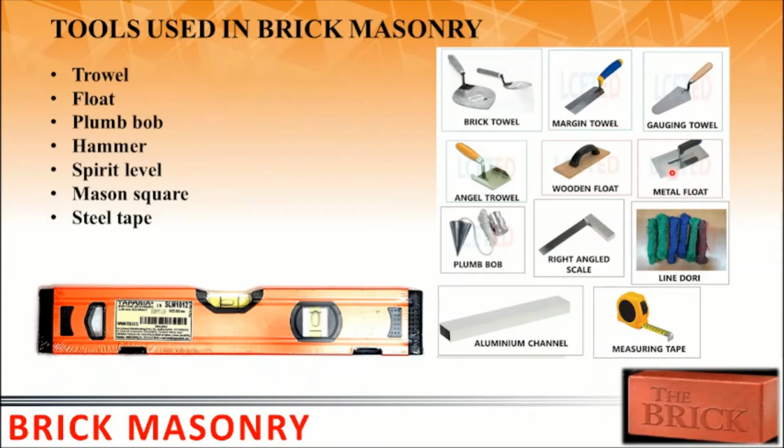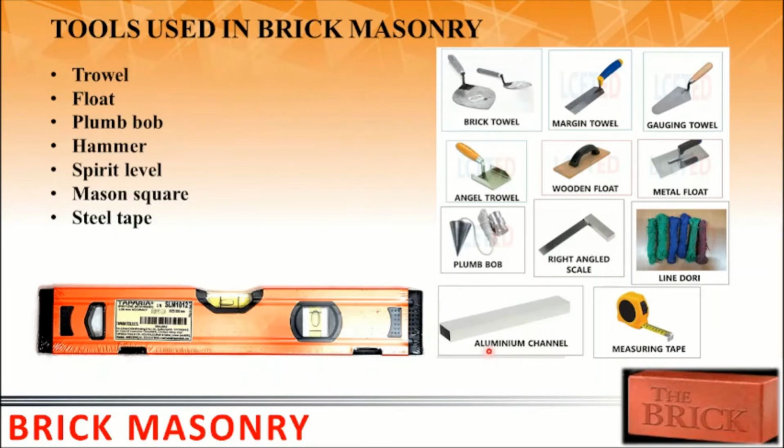Now we have plumb bob. This is used to check the verticality of the brickwork. Now this is right angle scale. This is also called as gunia in local language. This is used to check whether the floor and the brickwork is straight. Then there is line dory, which is used to hang the plumb bob.